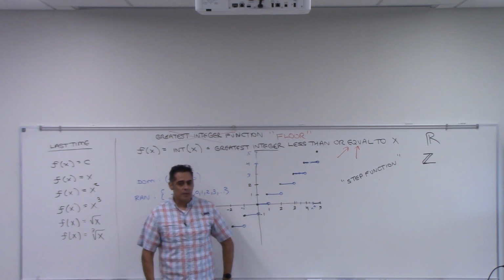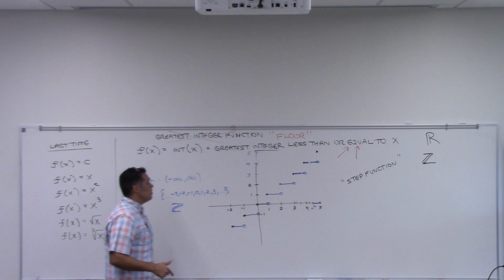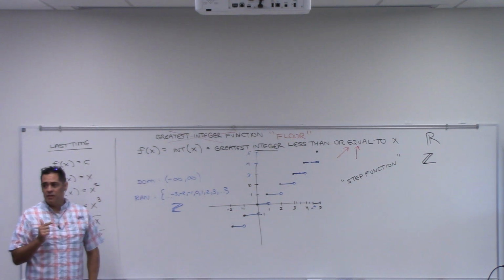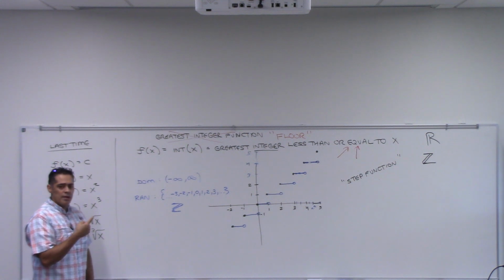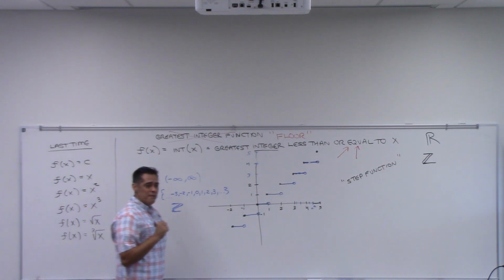The floor. There's another function in computer science that the book does not mention. Does anyone know what it's called? It's the opposite of this one. It's not called the floor, it's called the ceiling function. And what do you think that function does?